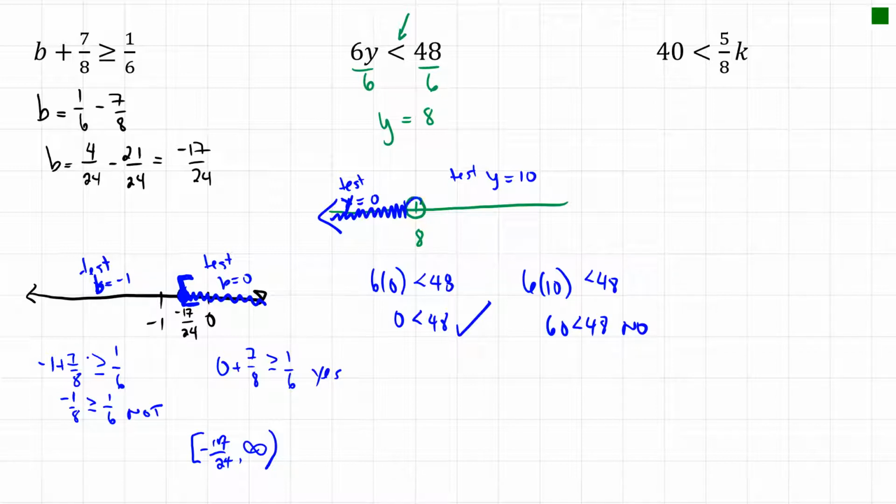So my answer is everything less than 8. So x is less than 8, or in interval notation, -4, 8, and a round bracket because it doesn't include 8.